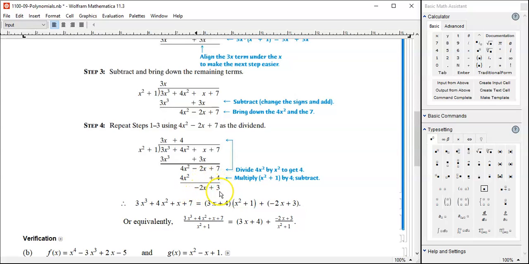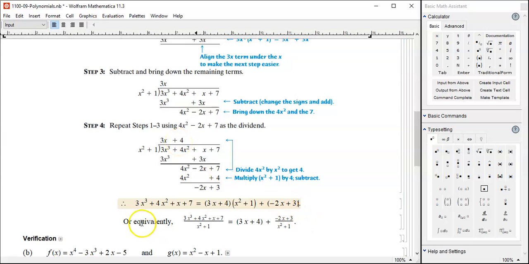Here, I have negative 2x plus 3, and this degree is less than that of the divisor. So this leading term, negative 2x, cannot be written as x squared times something. X squared times the smallest possible one, 1, is already x squared. This is degree 1, so you can't do it anymore. So the process stops, and that's the remainder, and there goes the quotient.